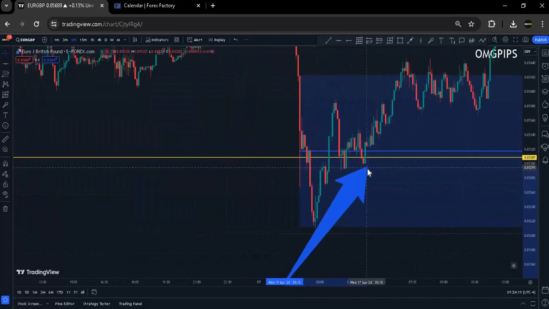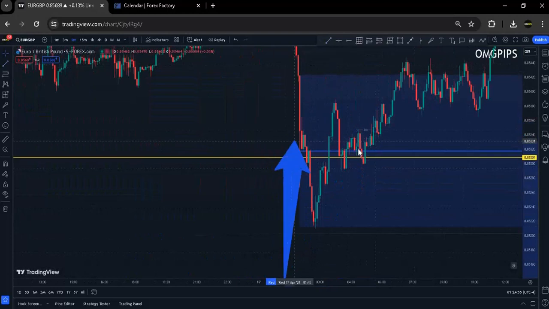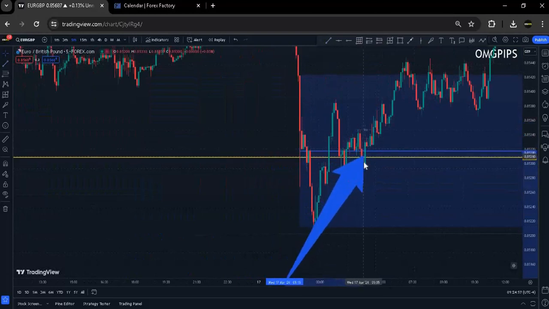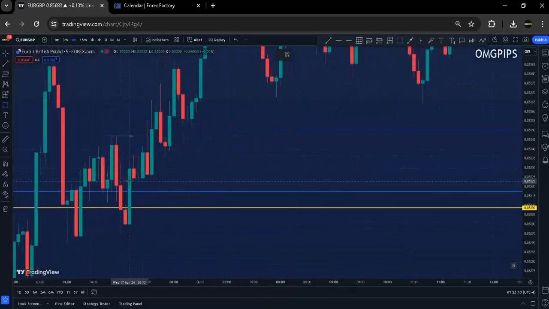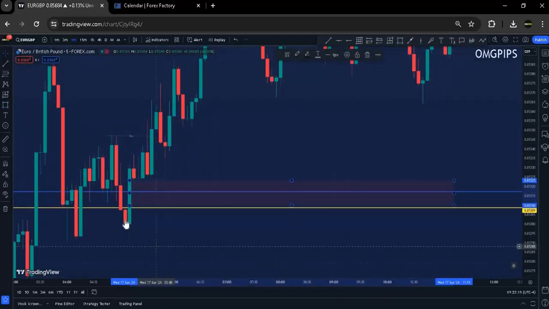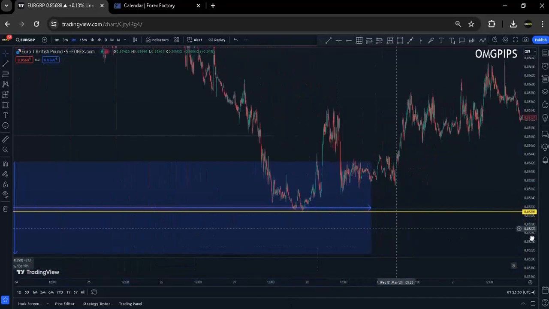On the 5 minute right here, we can see price had a break of market structure right there. And when we had that break of market structure, we have a fair value gap right here. On the 5 minute, we have a fair value gap right here. Can you see it? So that is the internal range liquidity that was being mitigated on the 5 minute, in the order block right there, just below that level.